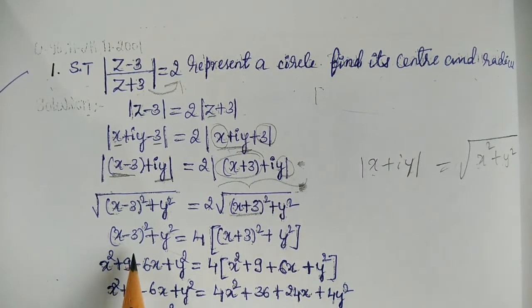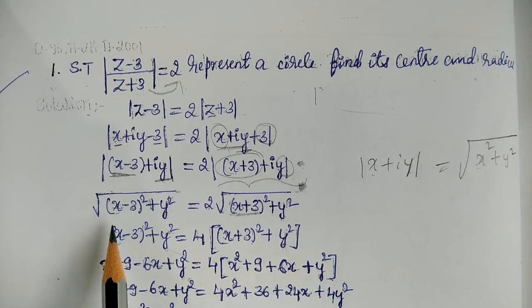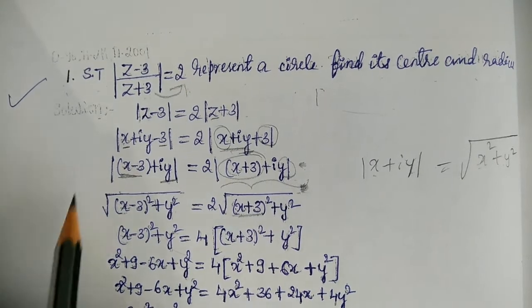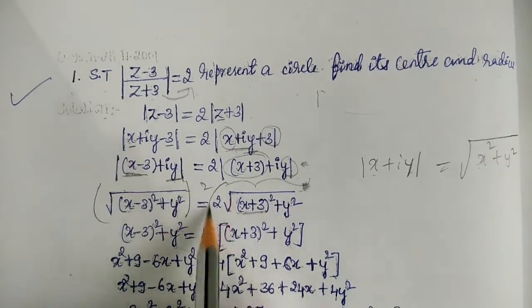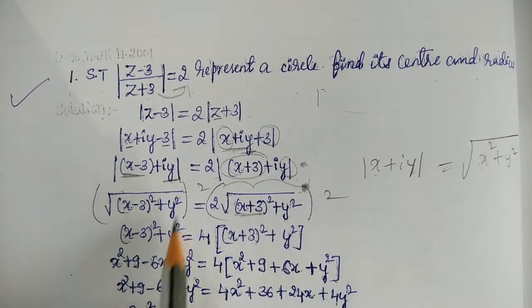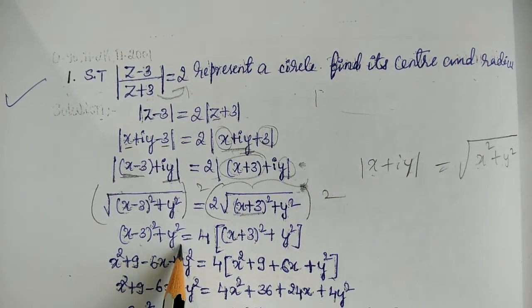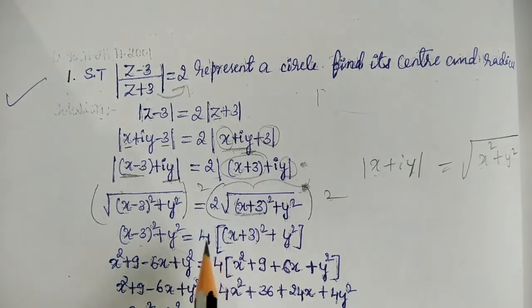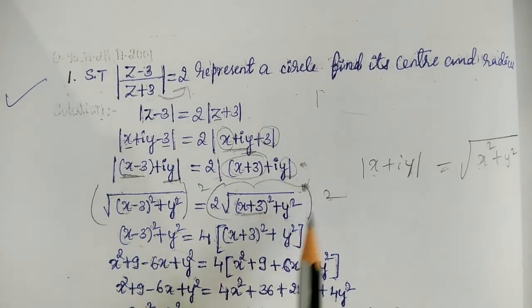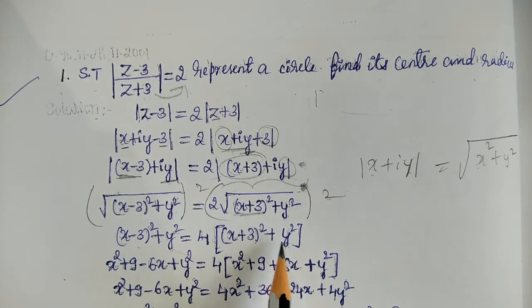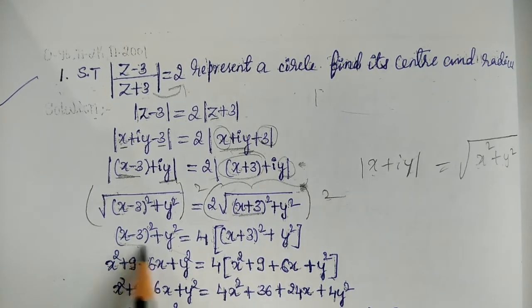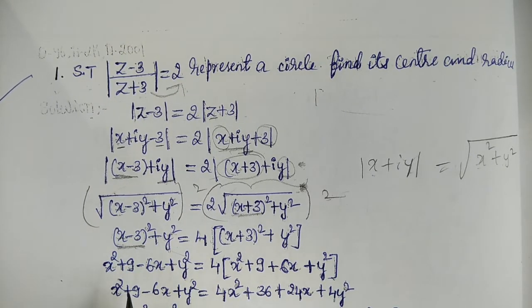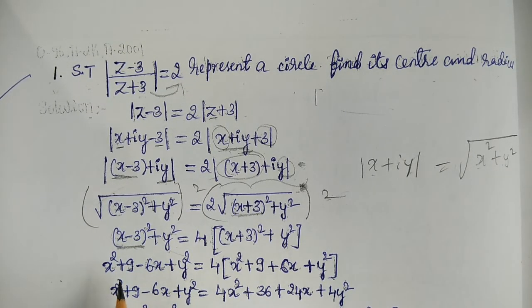So then, taking square on both sides, we get what? Taking square in the previous step, the square and root get cancelled. We remain with x minus 3 whole square plus y square. Here 2 square is what? 4. Here the square and root get cancelled. We remain with x plus 3 whole square plus y square. So now what is x minus 3 whole square? It is in the form of a minus b whole square. So a minus b whole square is a square plus b square minus 2ab.